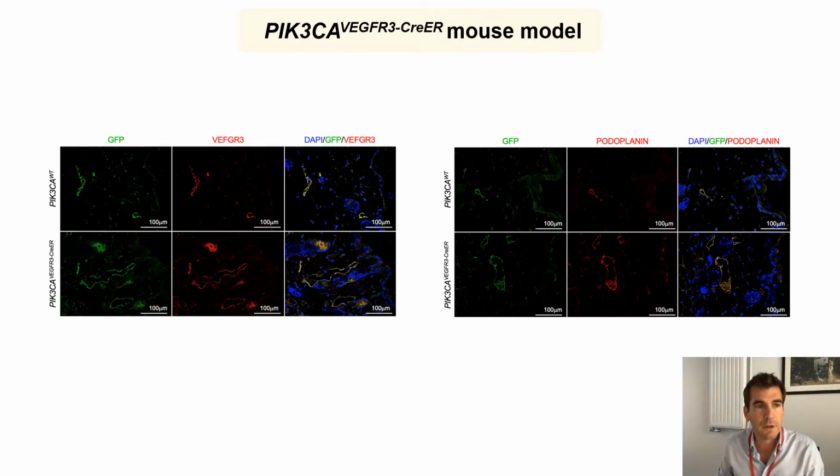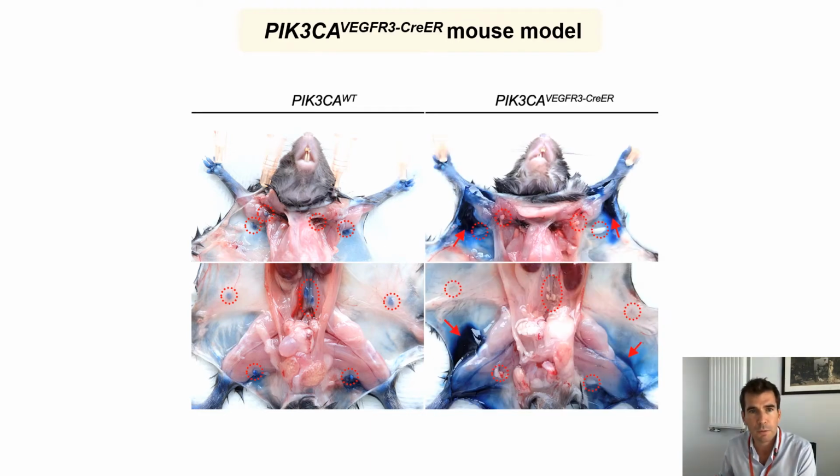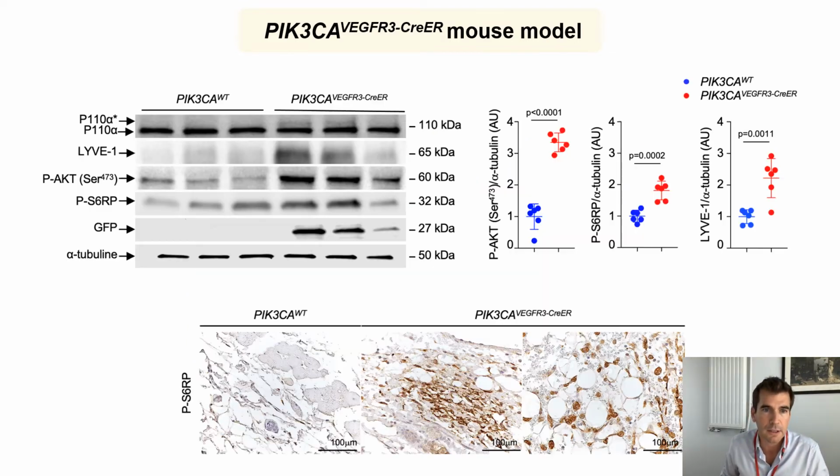We confirmed that the GFP, meaning that the Cre recombinase, was expressed specifically in lymphatic tissue and not leaking in other types of tissue. We explored also the permeability of the lymphatic vessels by injecting some Evans blue dye. As you can see here, in the wild-type mouse, you don't have any leakage. You have the lymph nodes that you can nicely see here. And in the mouse model with the PIK3CA mutation, you have lymphatic leakage everywhere. And you can see that the lymph nodes are not even stained with the dye, meaning that the lymphatic vessels are abnormal and are leaking everywhere.